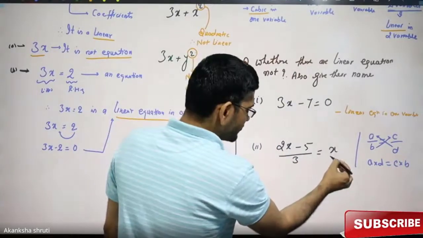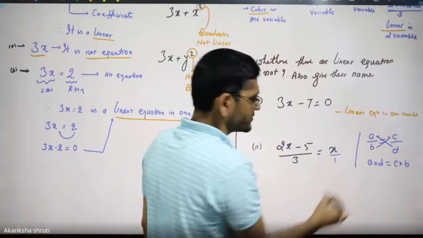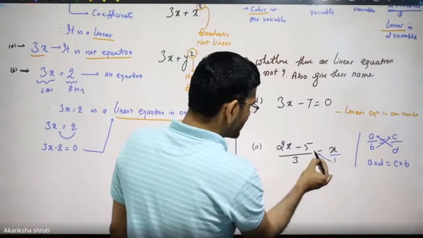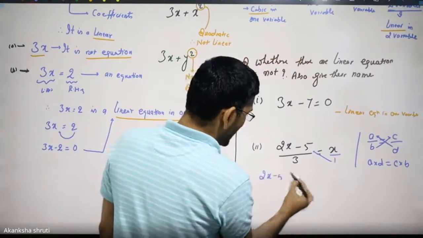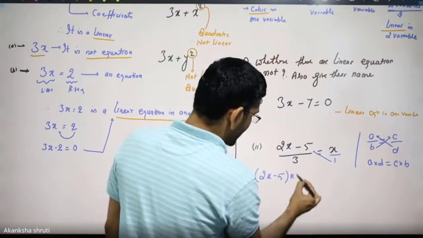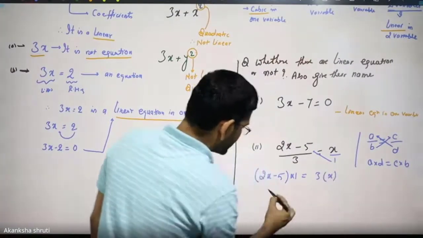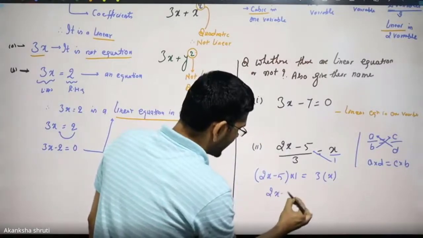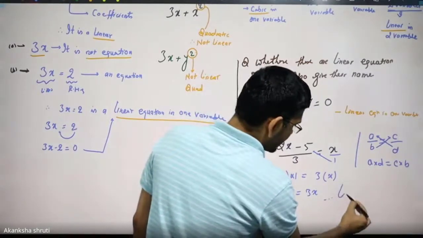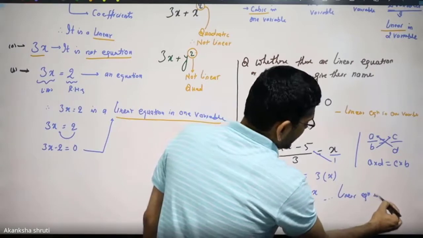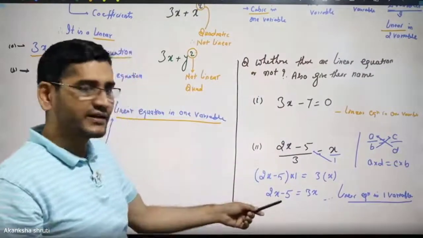So below this x, nothing is mentioned. Then we have learned in our maths basics, the default value is 1. It means this 1 needs to multiply with this entire expression, like 2x minus 5 on this side multiplied by 1, and this 3 needs to multiply with this x. It means 2x minus 5 is equal to 3x. Here we can say that it is a linear equation in one variable. So this way we can determine whether the given equation is linear or not.